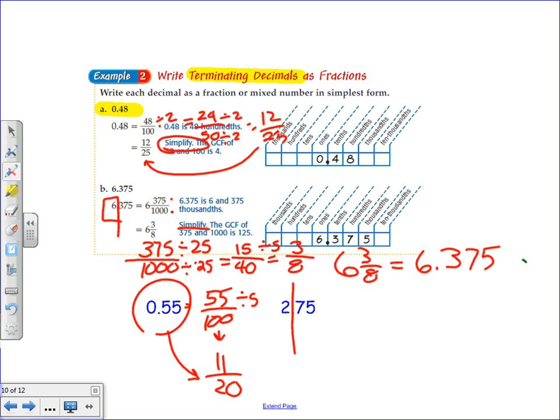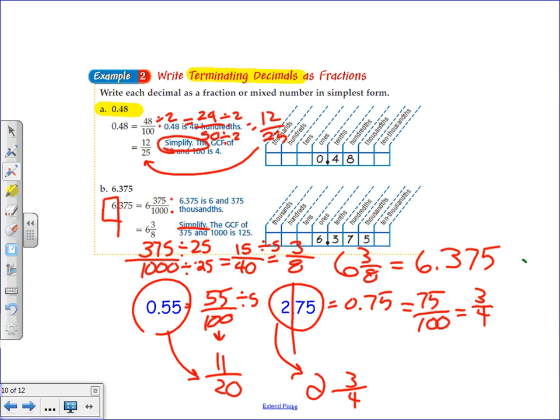2.75. Don't worry about the 2. We'll catch up with him later. Let's just worry about the 0.75. That is a fraction like this: 75 over 100. That simplifies, so 2.75 simplifies to 2 and 3/4.